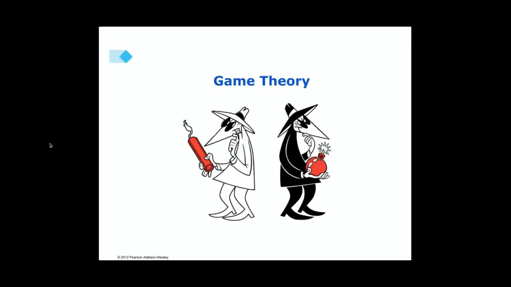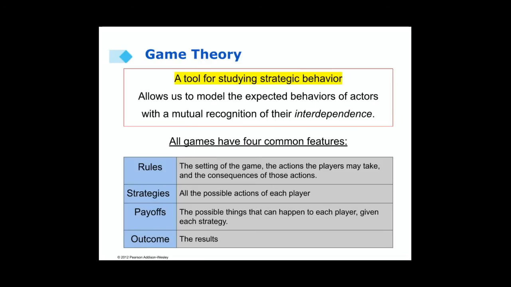In this video, we're going to discuss game theory. Game theory is a tool that helps us study and analyze strategic behavior. Game theory allows us to model the expected behaviors of actors who have a mutual recognition of their interdependence. An example of this is two firms competing in the market.